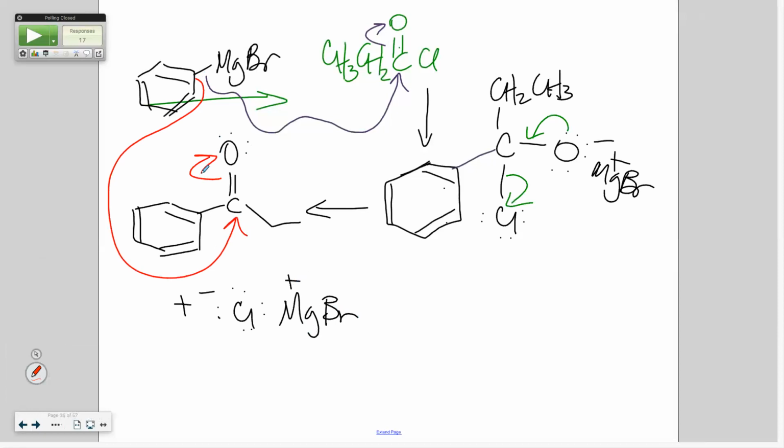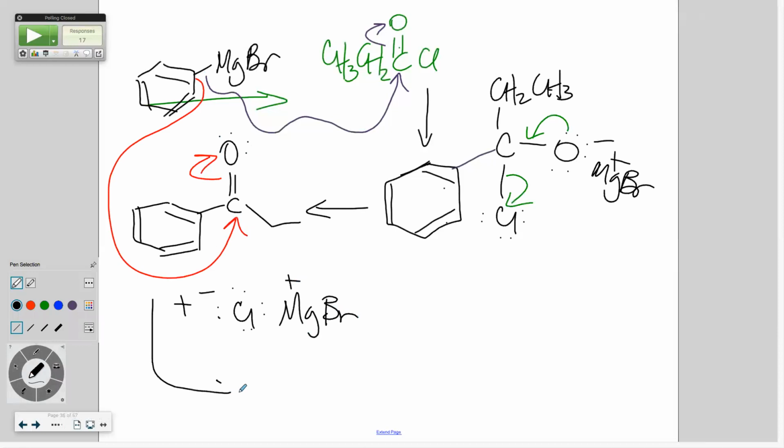Okay, and ketones react with Grignard reagents. Even if you tell them not to, they don't listen. They're kind of like students doing their homework. They don't listen. All right, so what do you get?